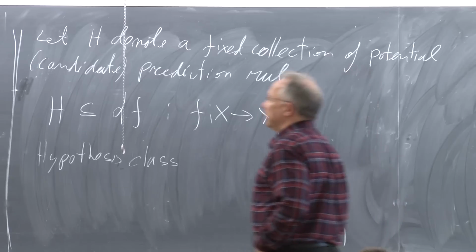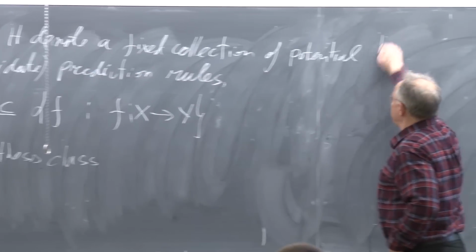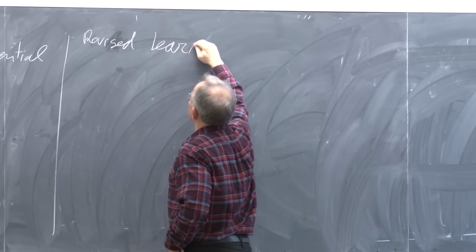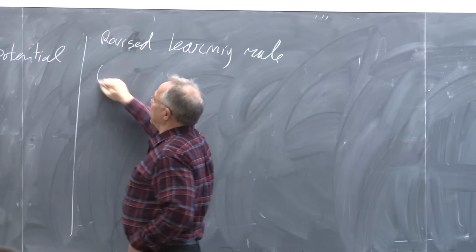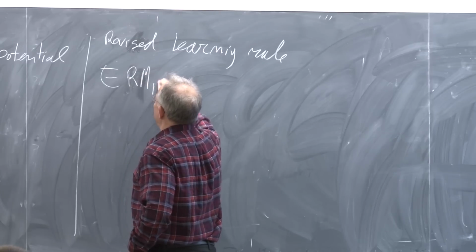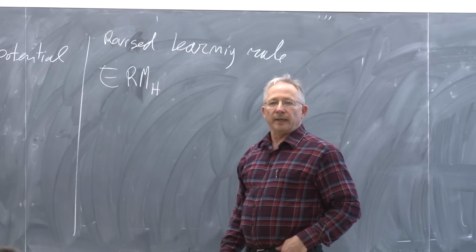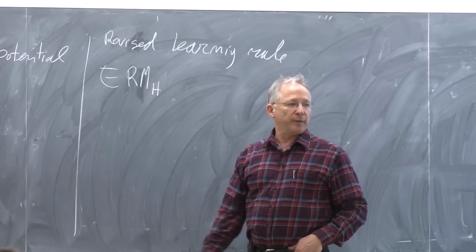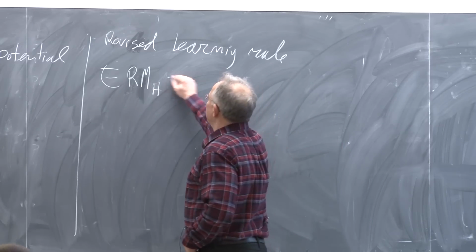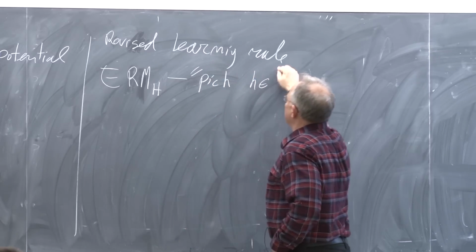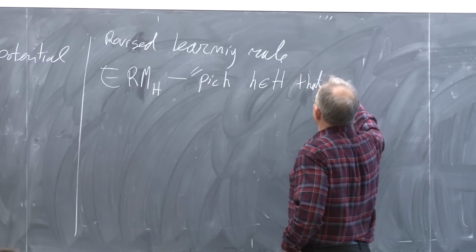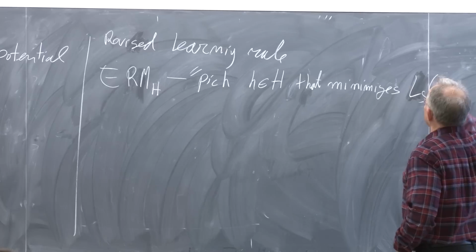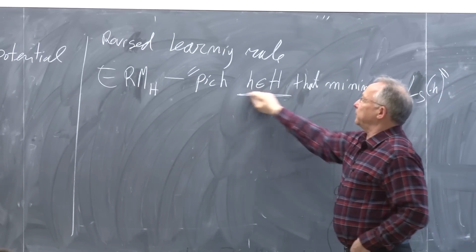And now we have a new version of the empirical risk minimization. So we have a new revised learning rule that we call ERM_H. And ERM_H, rather than trying to minimize the empirical loss over all possible predictors, is trying to find a predictor in H with a minimum empirical loss. So ERM_H is the rule that says pick h in H that minimizes L_S(h). But you're only allowed to pick in H.